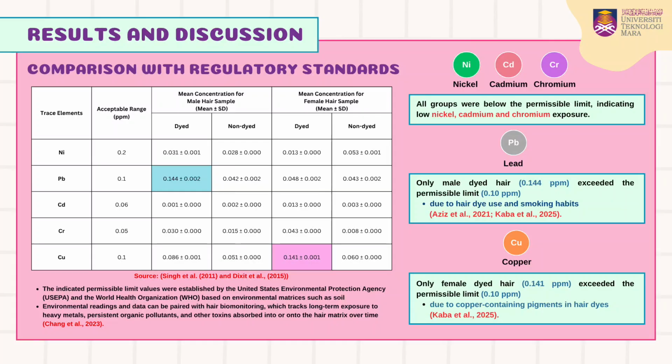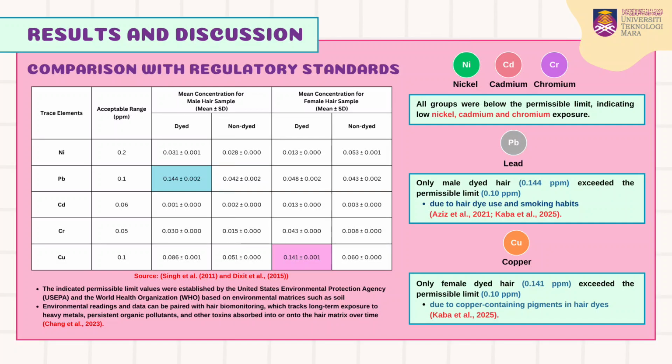The concentrations obtained were then compared with recommended regulatory limits. The indicated permissible limit values were established by the United States Environmental Protection Agency (USEPA) and the World Health Organization (WHO) based on environmental matrices such as soil. A study by Chang in 2023 stated that environmental readings and data can be paired with hair biomonitoring, which tracks long-term exposure to heavy metals, persistent organic pollutants, and other toxins absorbed into or onto the hair matrix over time. Overall, nickel, cadmium, and chromium concentrations in all groups were within acceptable limits.